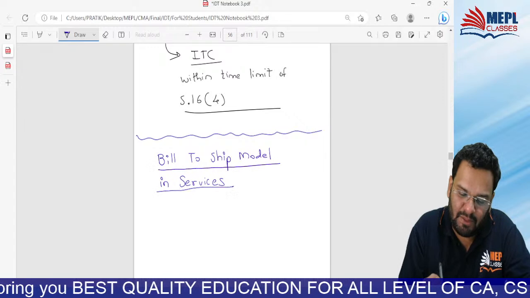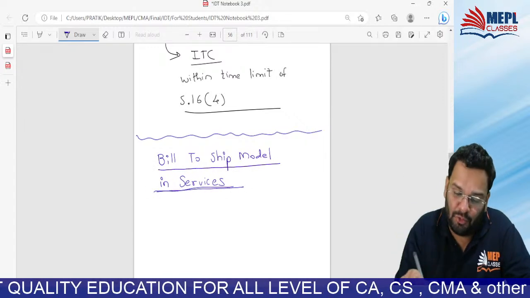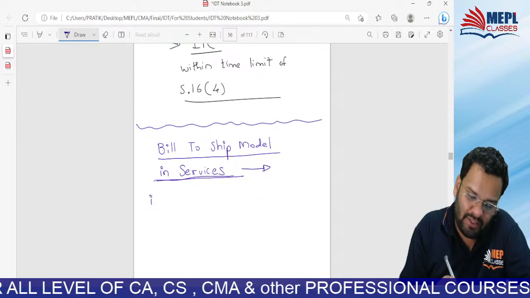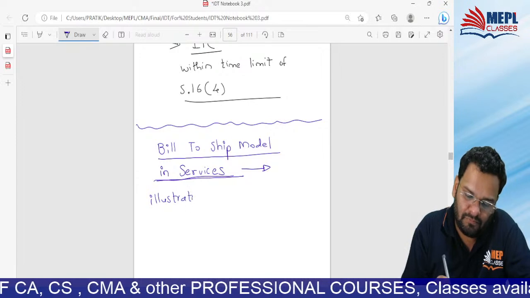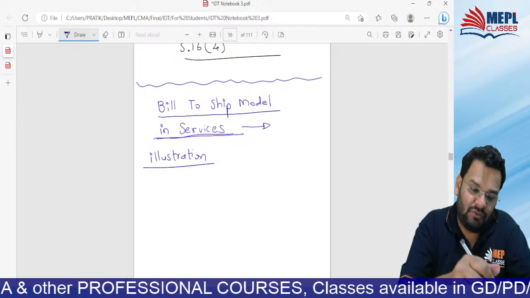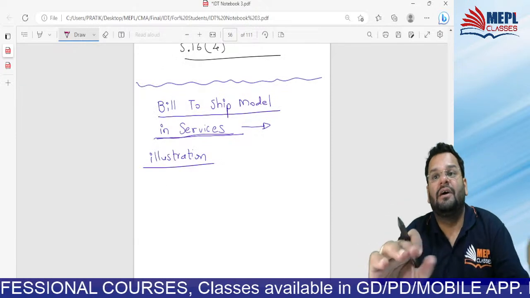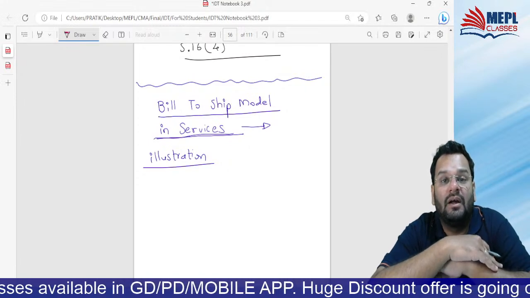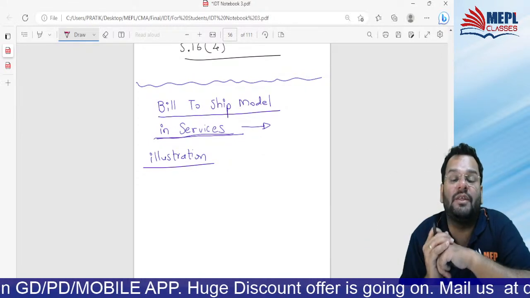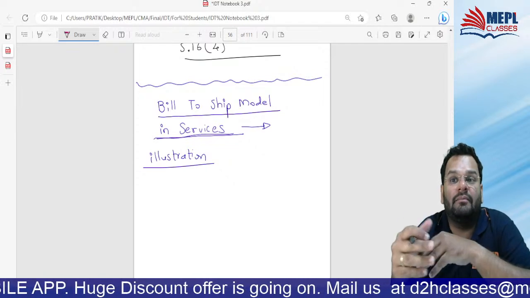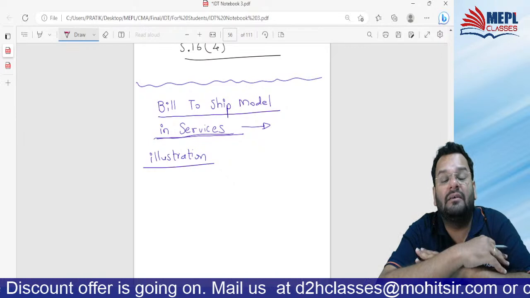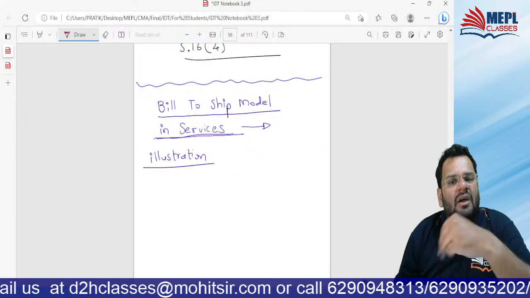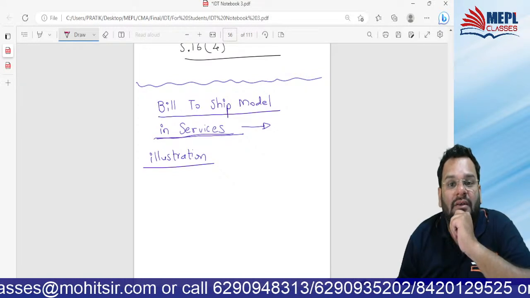So let me just explain that, otherwise afterwards you will get confused. How can bill to ship happen in case of services? Just one example I'm giving you. Suppose you have an event at your home. You went to an event management company. You told them the details of the event, and they said, okay, we will do this event. What we will charge you is 6 lakh rupees. You're all set to give them the contract.